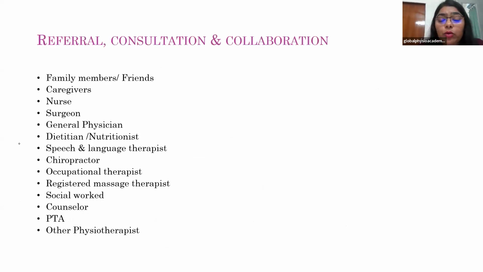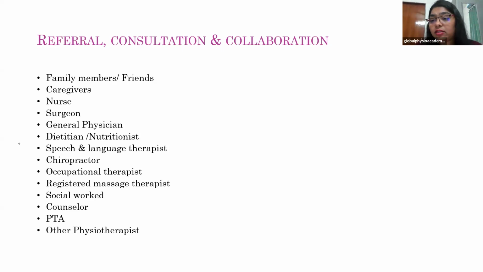Along with that, I told you that the patient has psychological stress. The patient is the only bread and butter. So your referral, your consultation, and your collaboration. Here, family members, friends with patient consent, caregivers, nurse: when to report to the nurse, when to involve the nurse, your rationale must be present. So regarding the pain medication, the schedule of the medication, if the patient is bedridden, bed turning schedule, the patient's bladder and bowel activity schedule, if the patient forgot the medication, everything associated with the nurse.